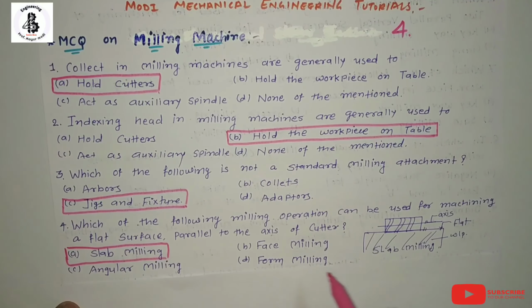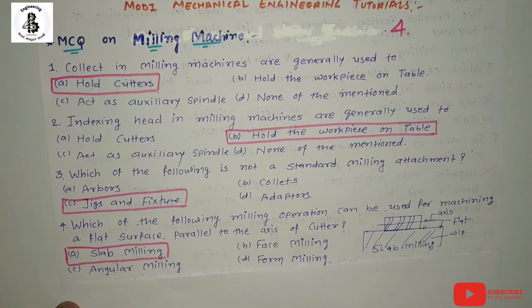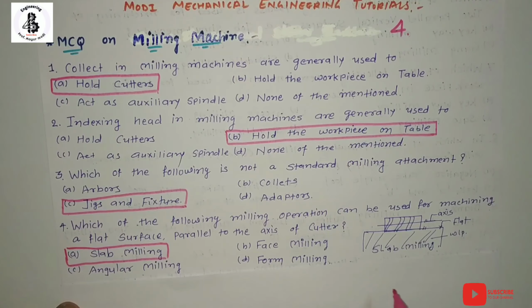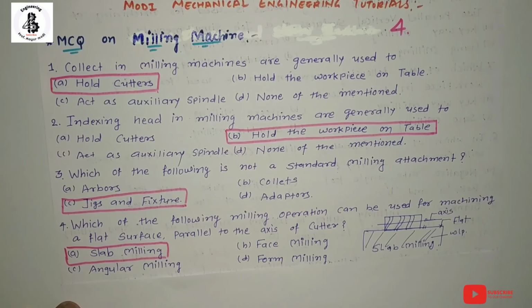In that case, there are face milling, angular milling, form milling, and slab milling processes. Then we will discuss the next question.